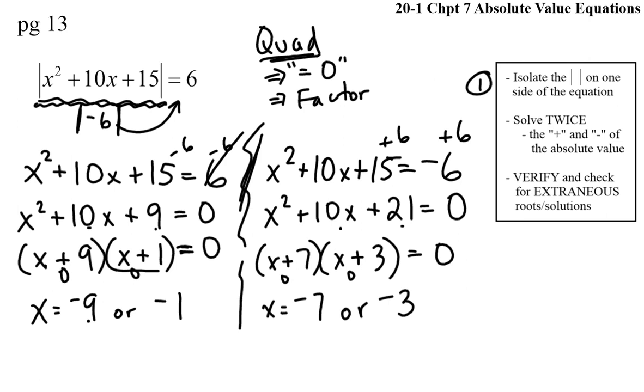So we potentially have 4 answers this time, which means we have to do 4 verifications. You really do. You have to make sure there isn't an extraneous answer. So very quickly, here we go.